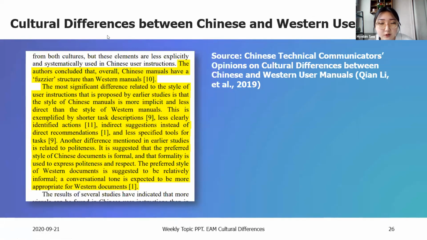This is from the journal named Chinese Technical Communicators' Opinion on Cultural Differences Between Chinese and Western User Manuals. In the research on the user manuals, they found out that Chinese manuals have a fuzzier structure than Western manuals. That's because, like we mentioned before, based on the historical background of Confucianism, Chinese and Eastern culture feels that the most important thing is politeness. So we don't like to talk in a direct way. And so maybe for Western people, it feels like we're not giving the information directly. But that's basically from cultural differences.